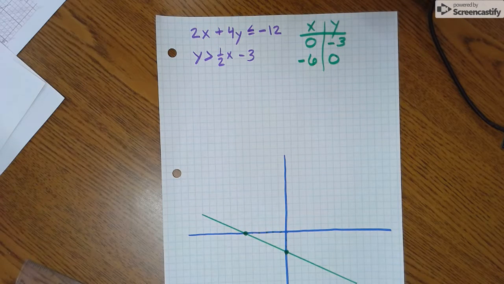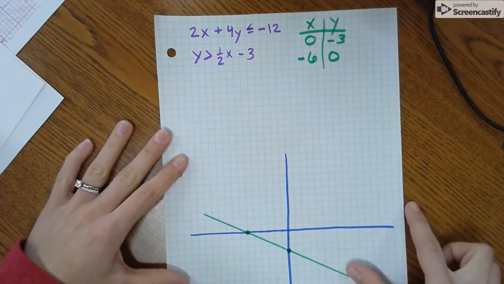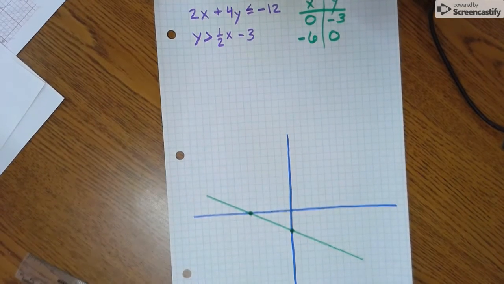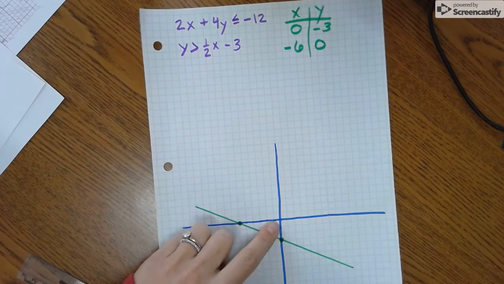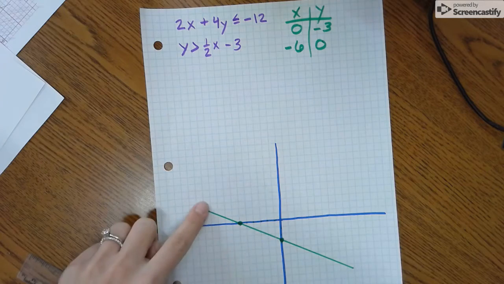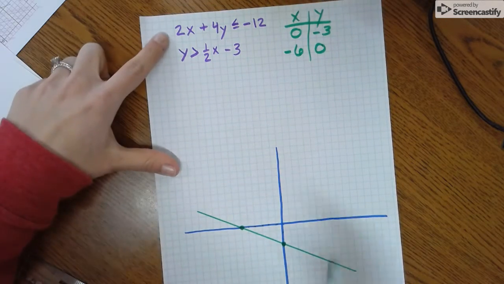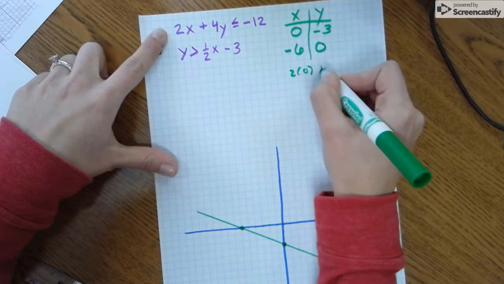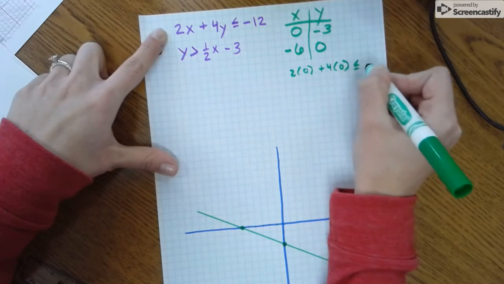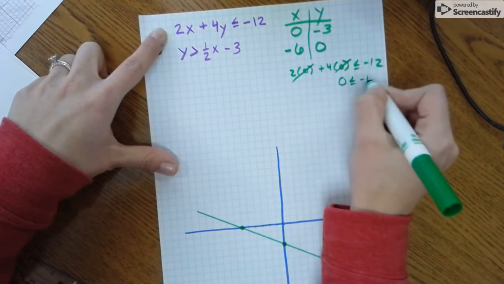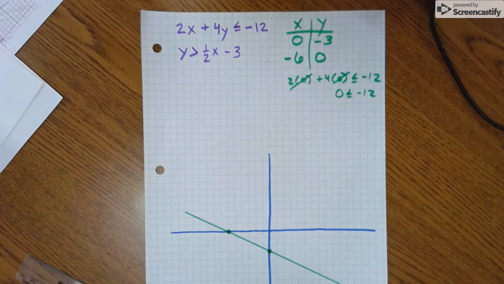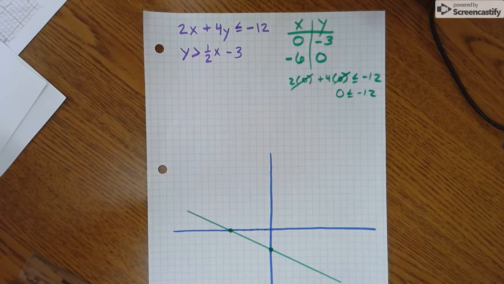Okay. Then I need to figure out where I'm going to shade. So am I going to shade up here or am I going to shade down here? So what I'm going to do to figure that out is take a point and plug it into the original inequality and see if it is a solution or not. So since 0, 0 is not a part of my boundary line, I'm going to check 0, 0. That would be 2 times 0 plus 4 times 0 is less than or equal to negative 12. Well, both of these are 0, so is 0 less than or equal to negative 12? I would say that that is an untrue statement.